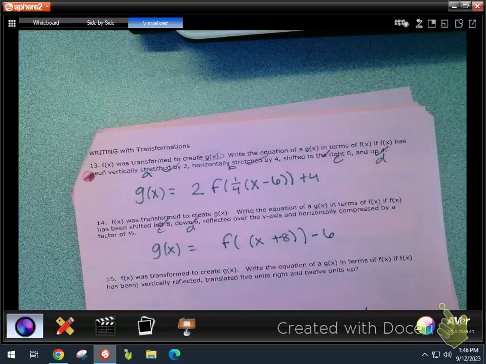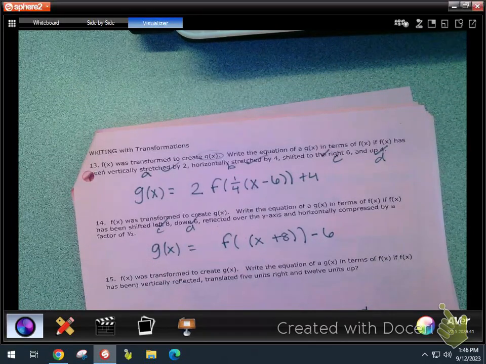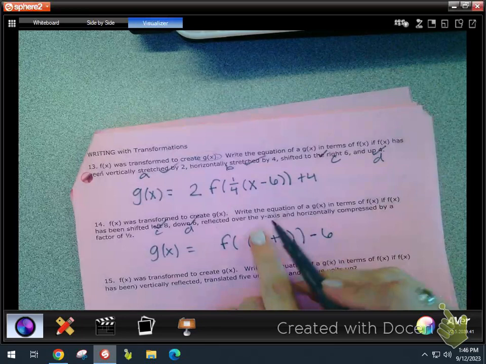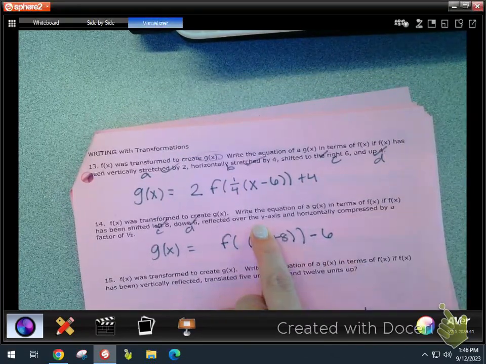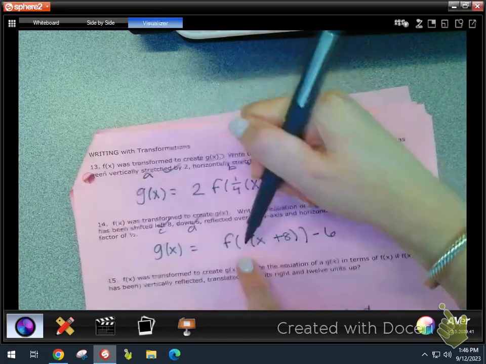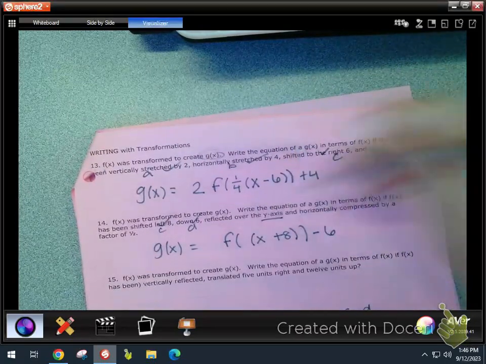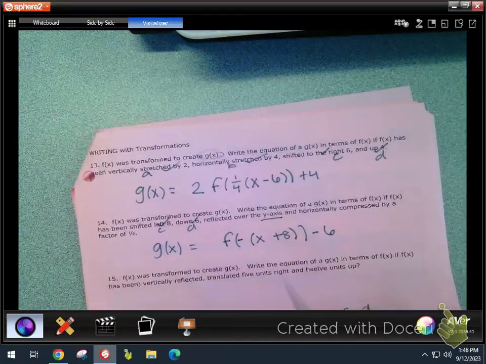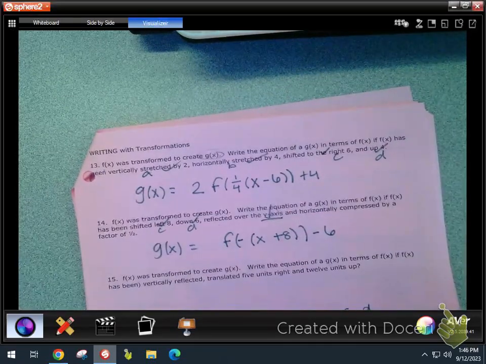This is why I've been stressing that y'all need to know that reflecting over the Y is the same thing as a horizontal reflection and vice versa. Because if I give it to you this way, you've got to know where the negative is. Remember, it's like the alphabet. X comes first. So do I put my negative outside or inside? Inside, because it's over the Y. So put a negative right there. Be careful with that. Warning, warning, warning.